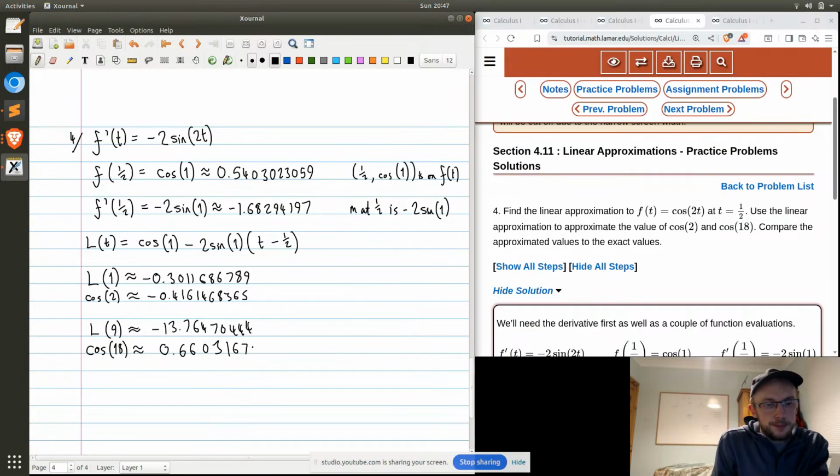And I will actually compute their errors now. That divided by that, 0.30116866789 divided by 0.416146835. Take 1. So it's a negative 27.629.